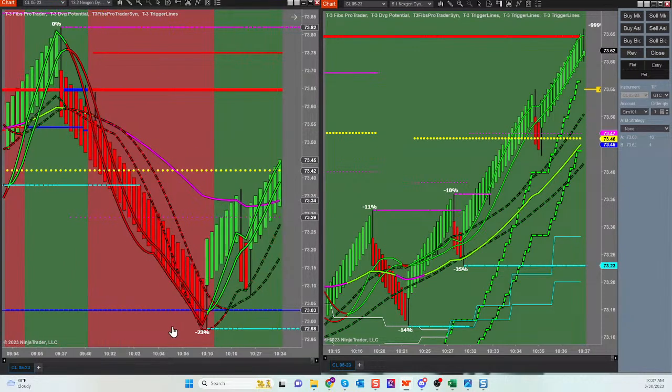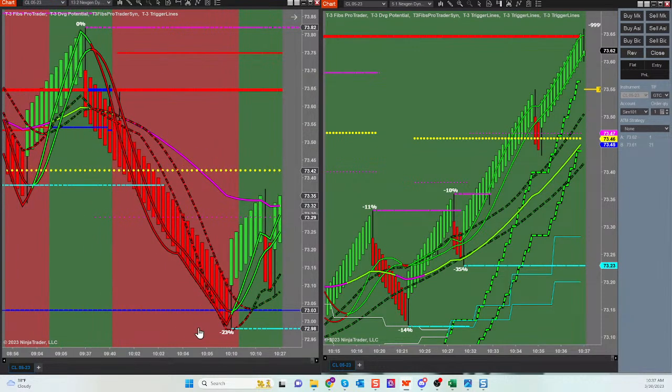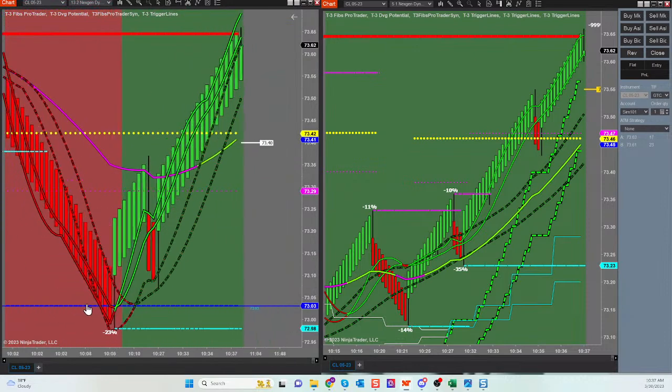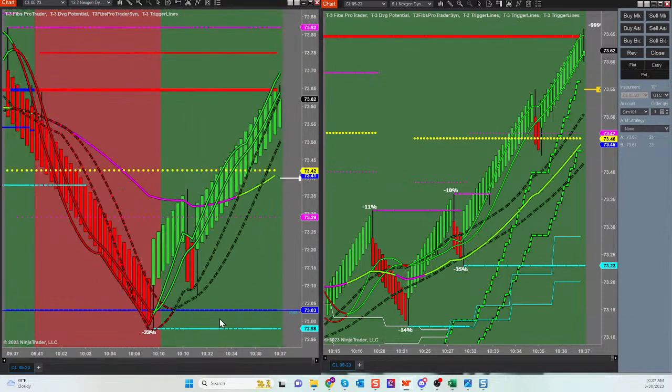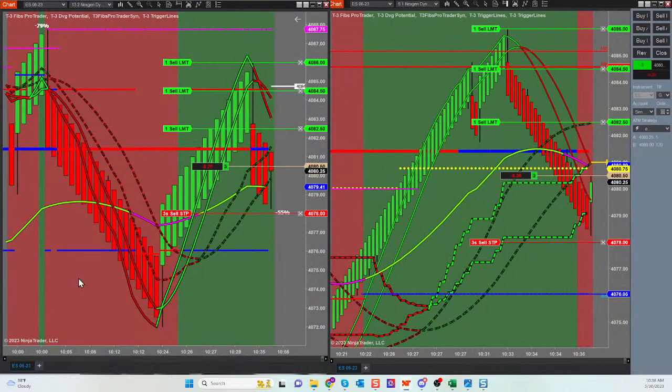7303, I've got a native fib from the 13.2. Adam P. Same trade you took yesterday. You moved to break even +1 instead of being patient.